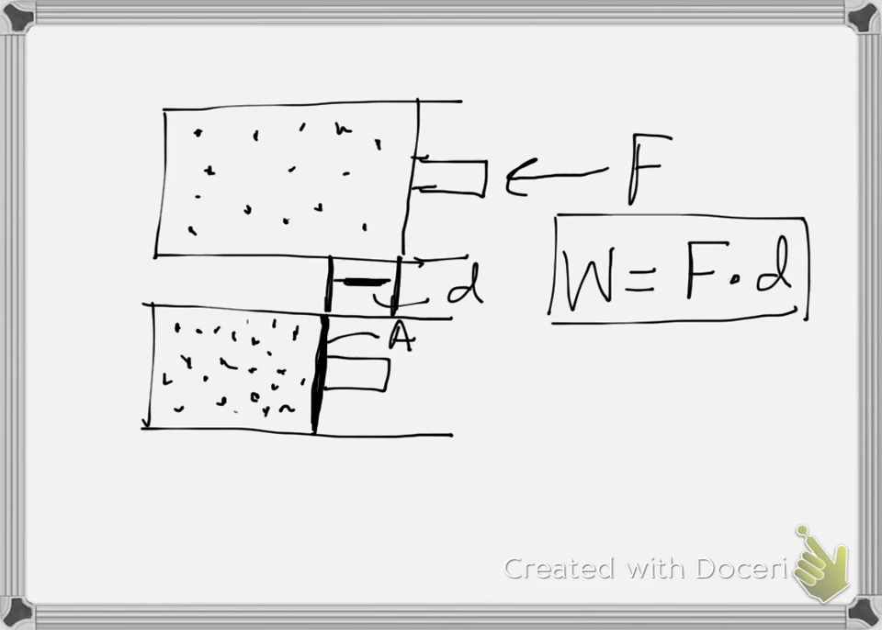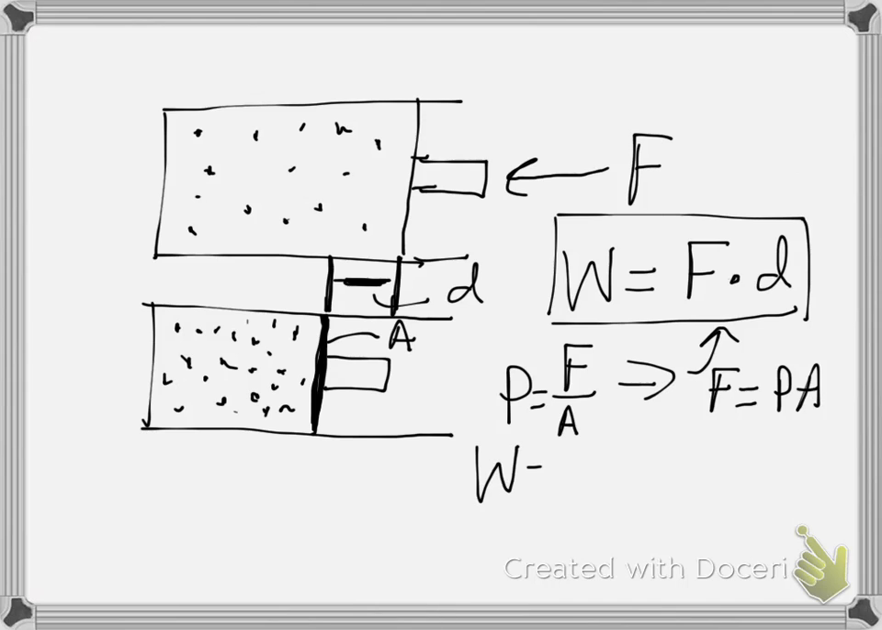Now, go back to the last chapter and remember that the force that we've pushed this in with, divided by this area, has caused a change in pressure. Remember that pressure is equal to force over area. And so if I solve this equation for force, I can plug it back in to find out how much work I've done. And so I find out that the force is equal to pressure times area, so that the work is going to be equal to pressure times the area times the distance that I've pushed it in.